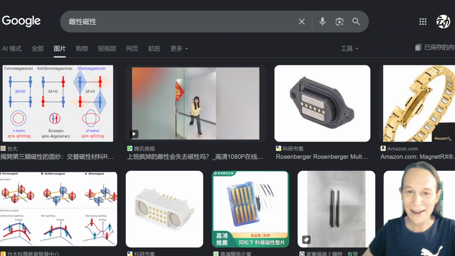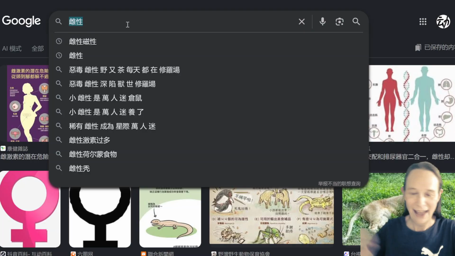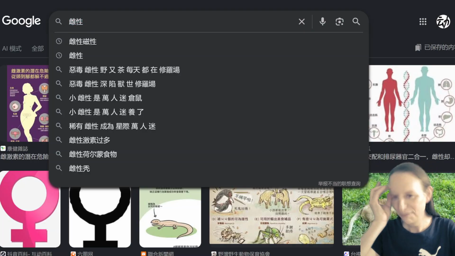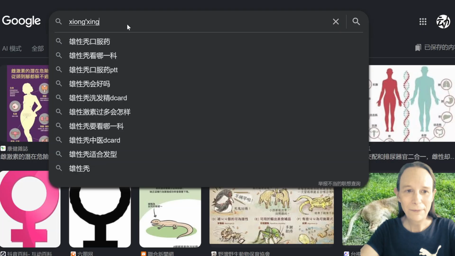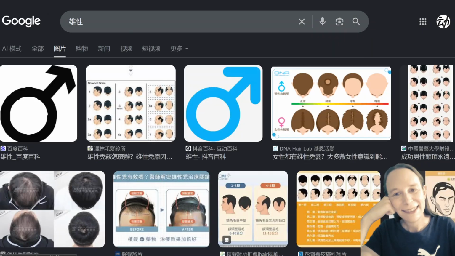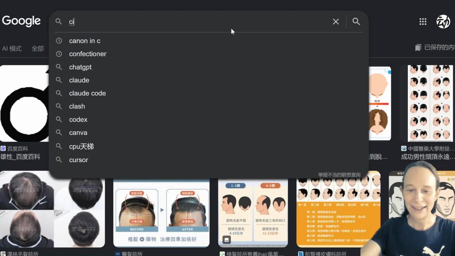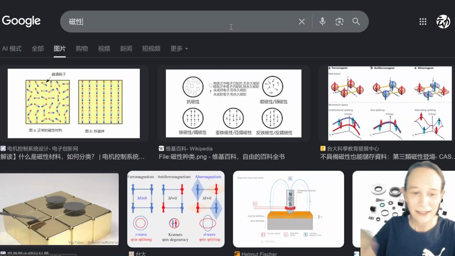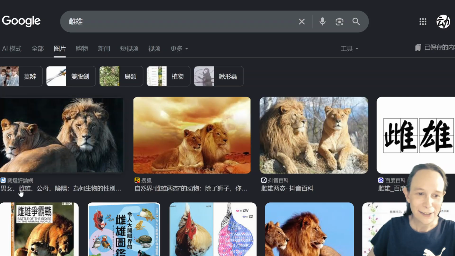I don't know. I feel like maybe I'm not the only one doing this. All right. Anyway, 雌性 is female, used in the context of biology. Normally you would not use it for a human outside of biology, or medicine or something like that. It's kind of an academic thing. And 雄性 is the male. And 雌雄, the male and female.